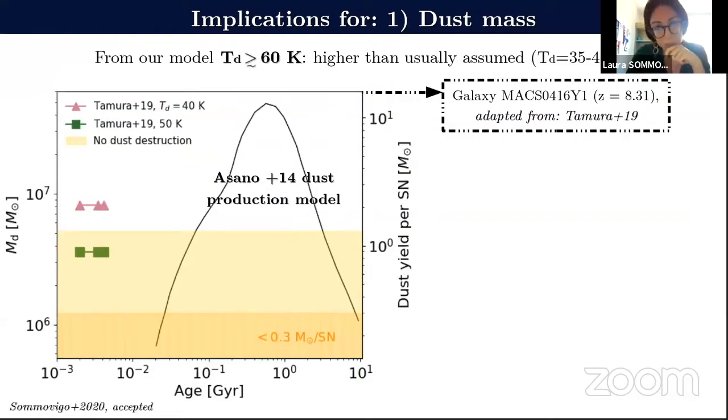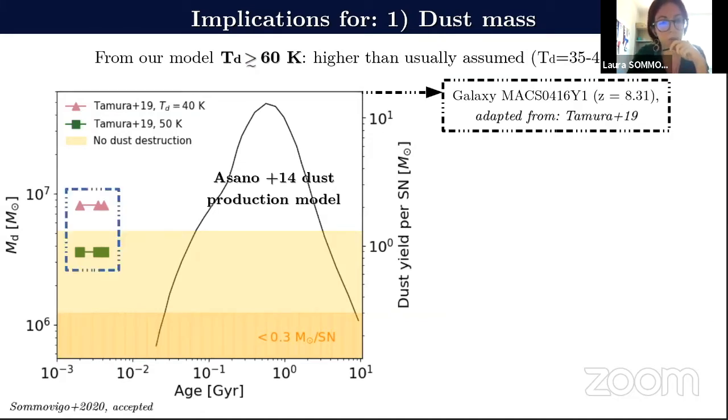This larger dust temperature has some important implications. When I say larger, I refer with respect to the current assumptions on dust temperature at high redshift. And here I'm showing you a plot which has the dust mass on the y-axis and the age of the galaxy on the x-axis. The black curve is the dust production model from Asano 2014.